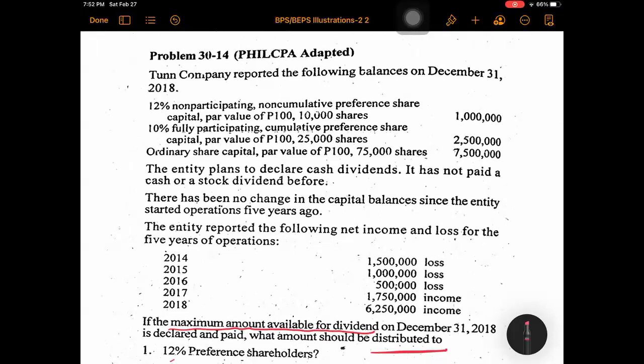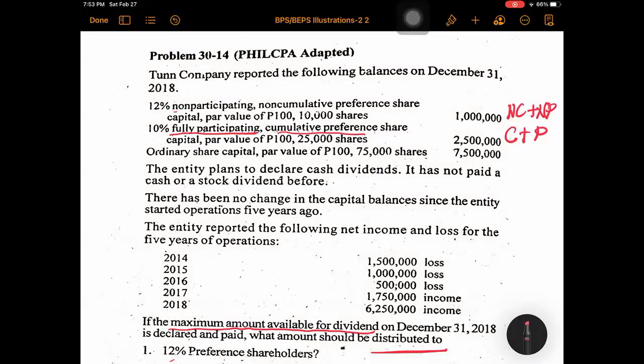Tan Company reported the following balances on December 31, 2018. So, these are the balances in its statement of financial position. First, 12% non-participating, non-cumulative. So, non-cumulative plus non-participating, that's the 12%. Par value, 110,000 shares. Second is 10% fully participating plus cumulative, then 2,500,000 is the total. So, cumulative plus participating. Then, ordinary share capital of 7,500,000.